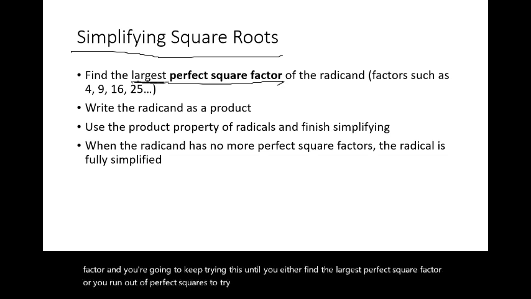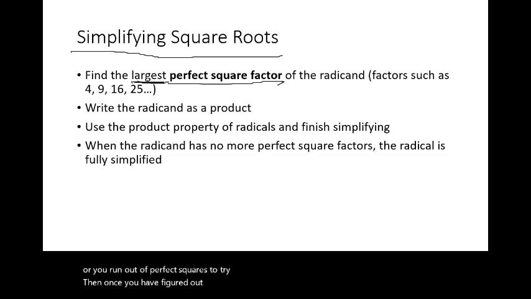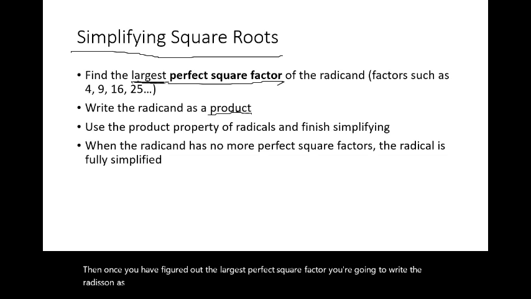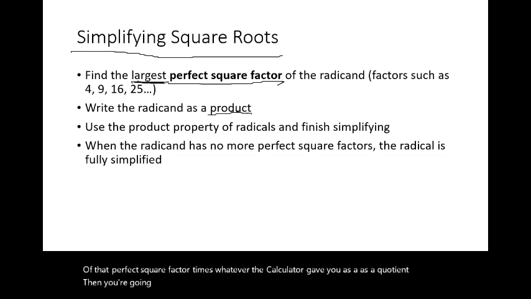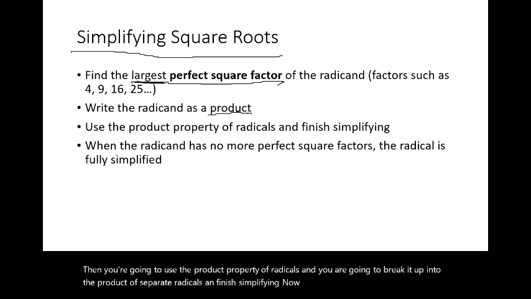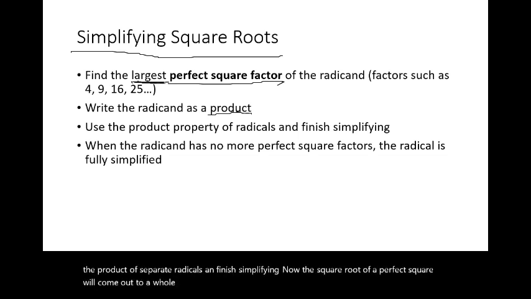Then, once you have figured out the largest perfect square factor, you're going to write the radicand as a product of that perfect square factor times whatever the calculator gave you as a quotient. Then you're going to use the product property of radicals, and you are going to break it up into the product of separate radicals and finish simplifying. Now, the square root of a perfect square will come out to a whole number. The square root of things such as 2 can't be simplified.